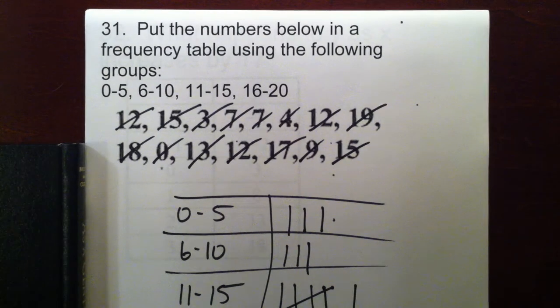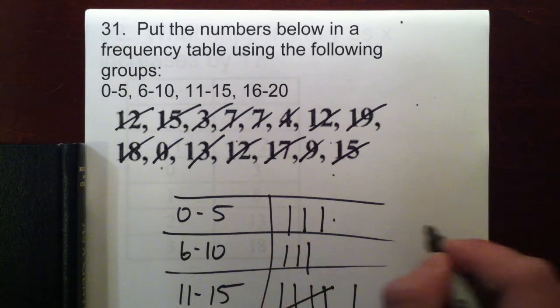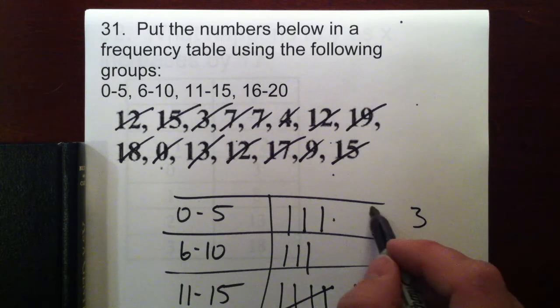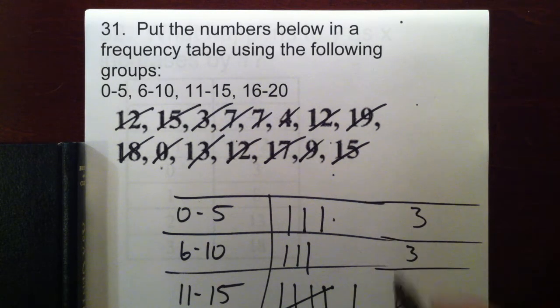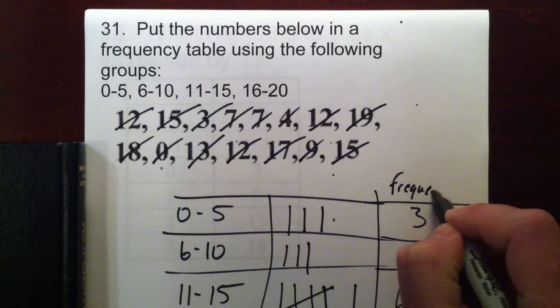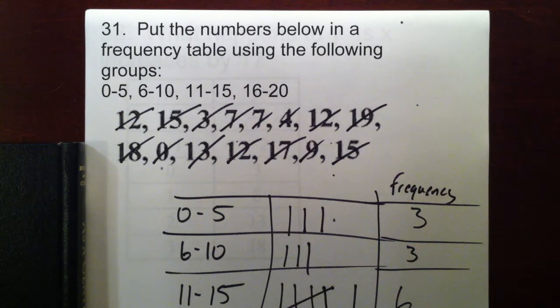And what we're trying to figure out is how many we have in each one. Therefore, we have 3 here, 3 here, 6 here, and 3 here. That is a frequency table. I'm sorry, please forgive my artistry. It's a very good idea to mark these numbers off as you go.